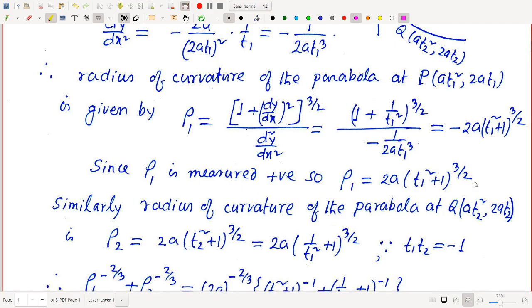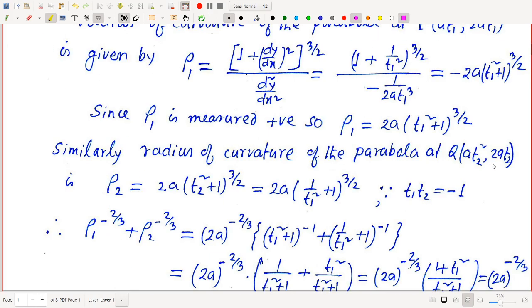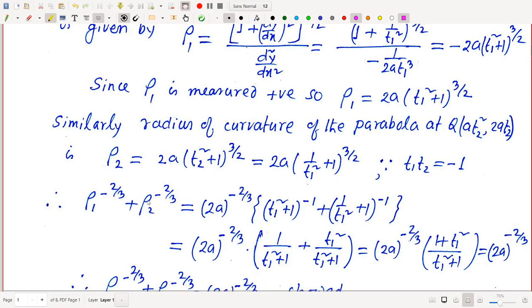So ρ1 is positive, so we take ρ1 = 2a (t1² + 1)^(3/2). Similarly, radius of curvature at the point Q with coordinates (at2², 2at2) will be exactly similar to this, only t1 will be replaced by t2. So that is given by ρ2 = 2a (t2² + 1)^(3/2). ρ1 with t1 and ρ2 with t2, other things remaining similar. Okay, ρ2 is with t2, and t1 t2 is -1, so t2 is -1/t1, so if you square it, it will be 1/t1². So this is our ρ2.